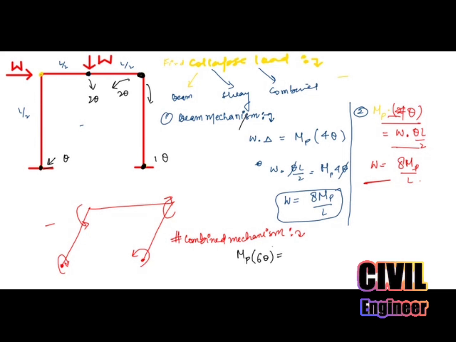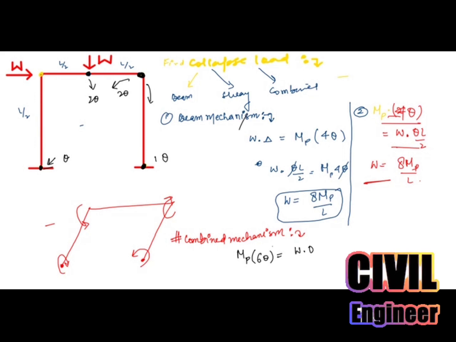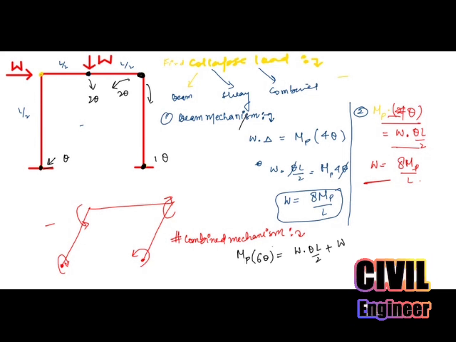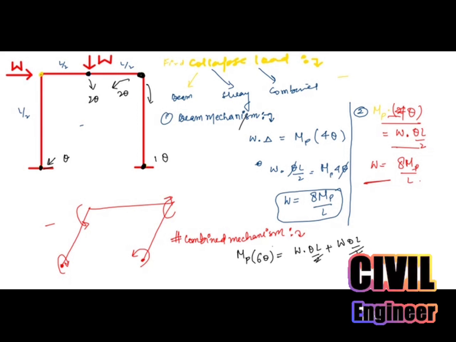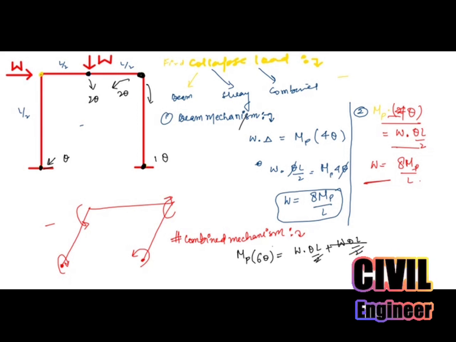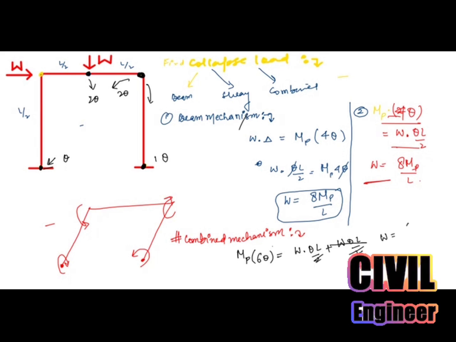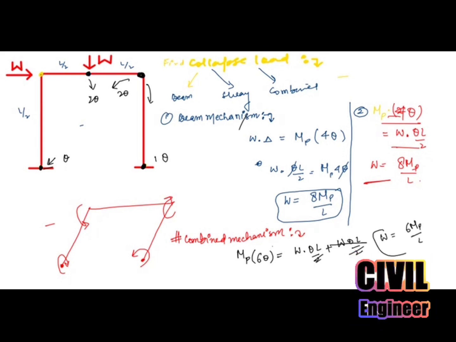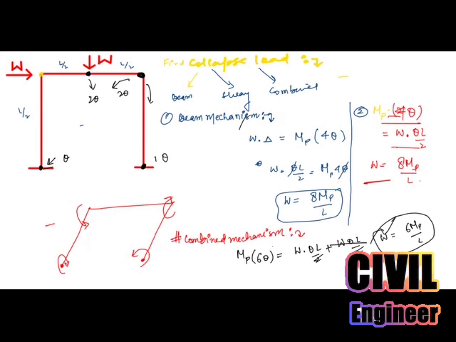Six MP theta is equal to W into theta L by 2 plus W into theta L by 2. This will get cancelled. So our W will be equal to 6 MP by L. So the combined mechanism will occur first.